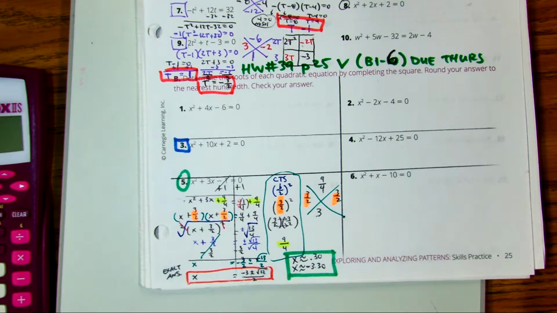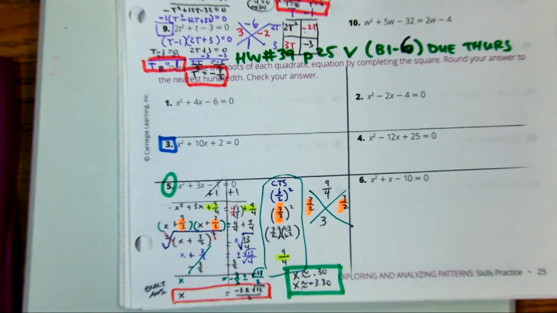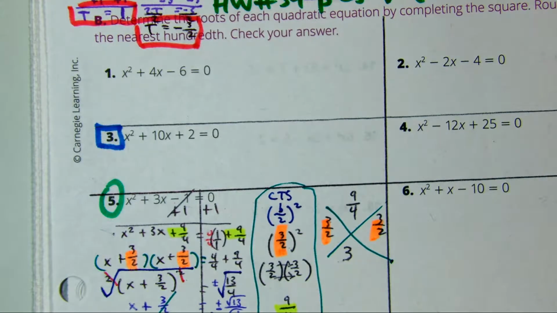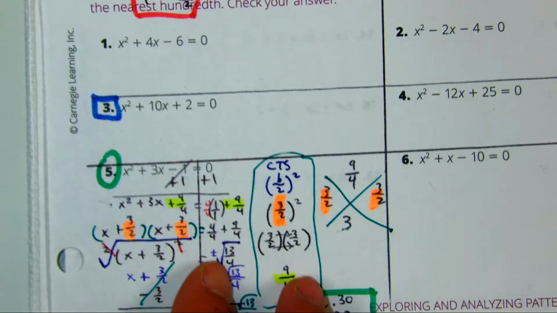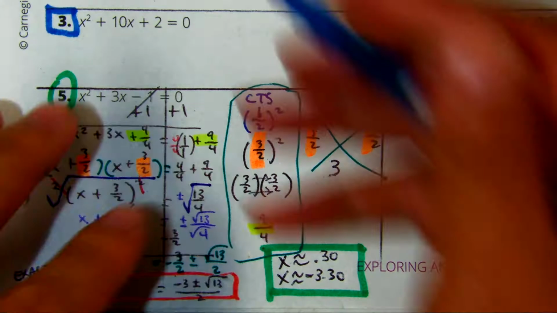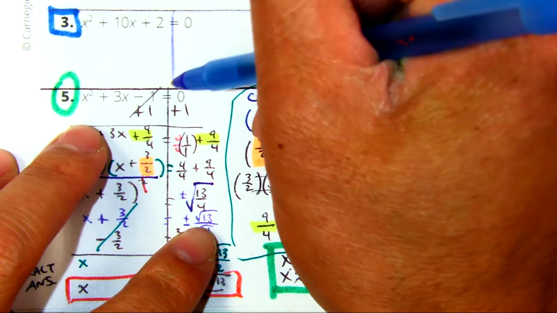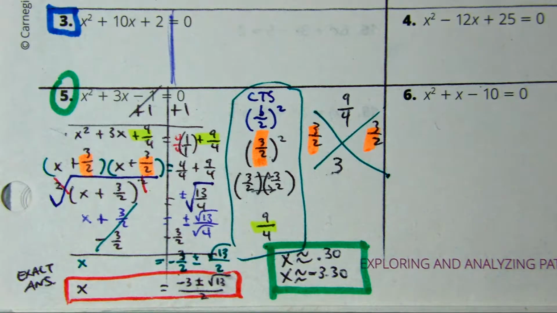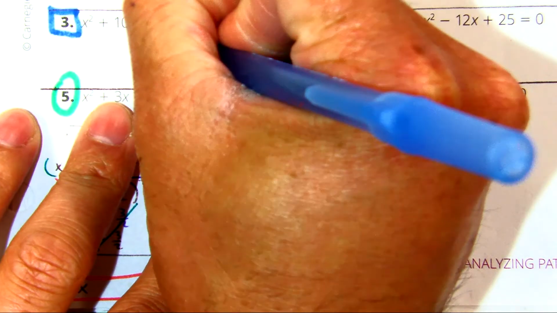Alright, let's go over this question. Number 3. Step number 1. Daniel, enlighten us. Here we go. Subtract 2 from both sides. What do I get, Daniel?